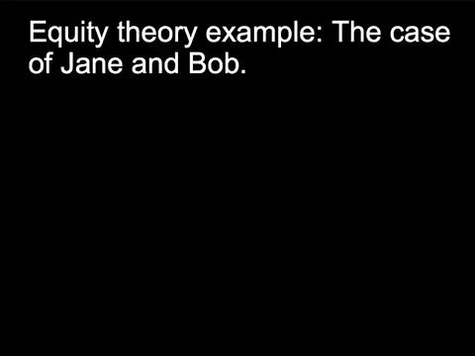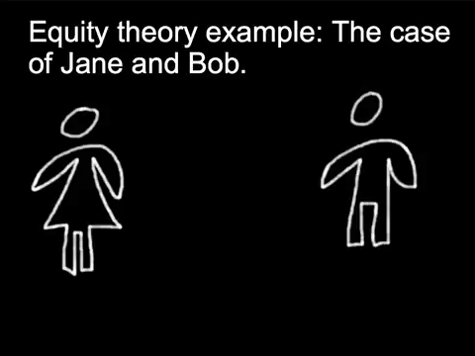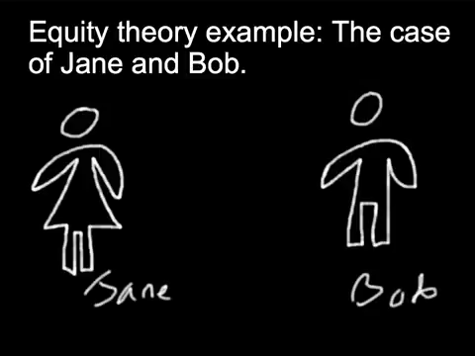So let's do a quick example. This is the case of Jane and Bob. Jane is experiencing an inequity, and the question is, what can she do to reduce that tension and restore equity in her own mind? Now, her referent other is Bob, who's in her department, and she feels as if Bob gets more outcomes for an equivalent amount of input. So Jane is feeling like she is getting less out of the job for the same amount of work or the same amount of inputs.